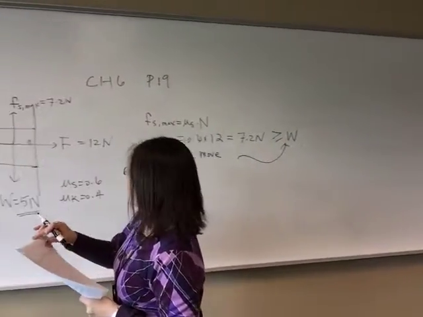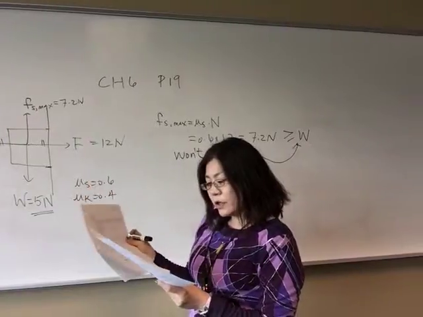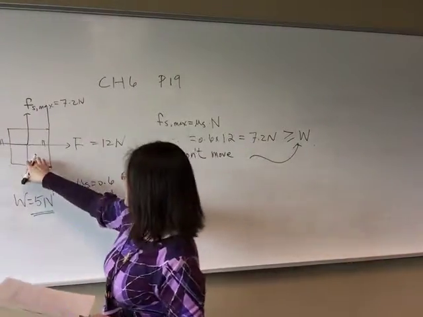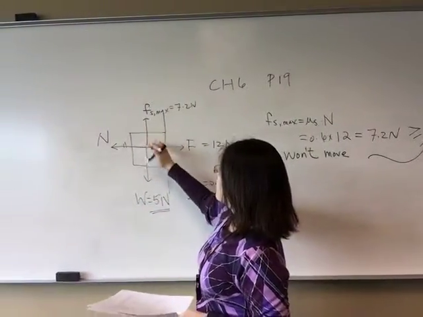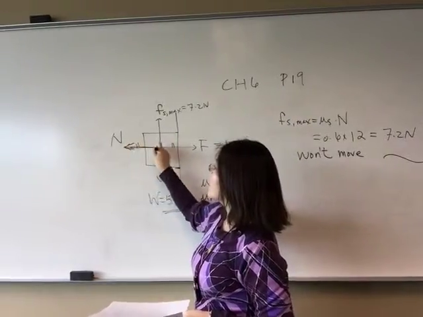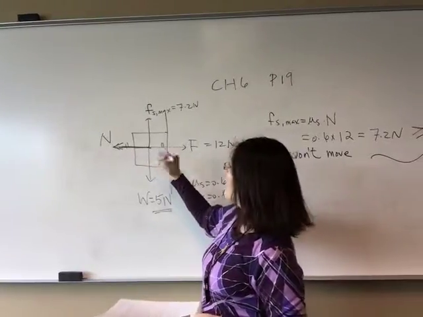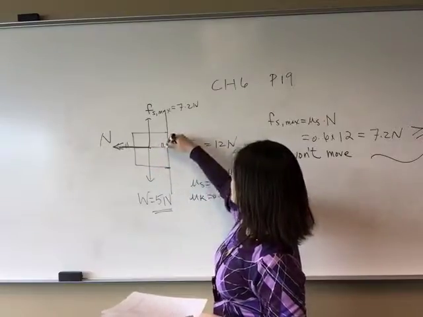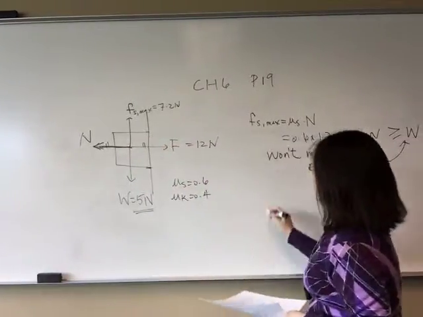Okay, and then for part B, you're asked to find the force on the block by the wall. So we can see that this is the block, and the force by the wall is this. This is the force exerted on the block by the wall. And also there's this frictional force. That frictional force is exerted from the wall on the block. So what is the force?